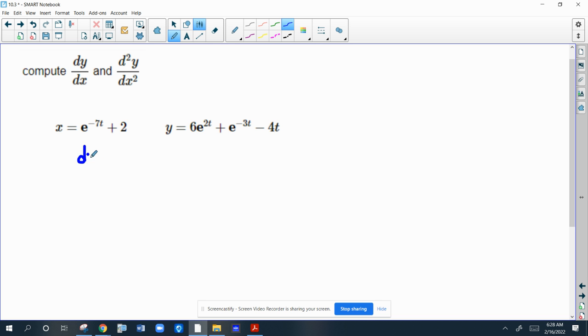It's useful to look at this in a more Leibniz notation. Like if you want to figure out the derivative of just this x, dx dt, that would be very easy. Same thing with y. Now if you want to find dy dx, it's really like a combination of the two.